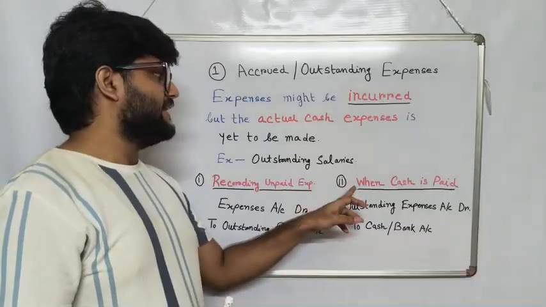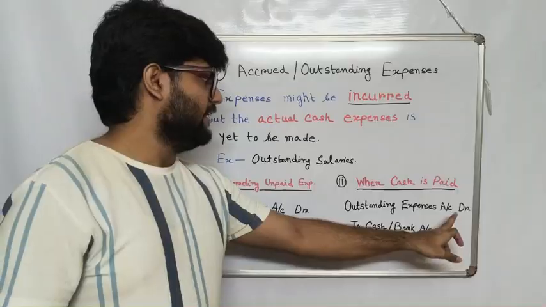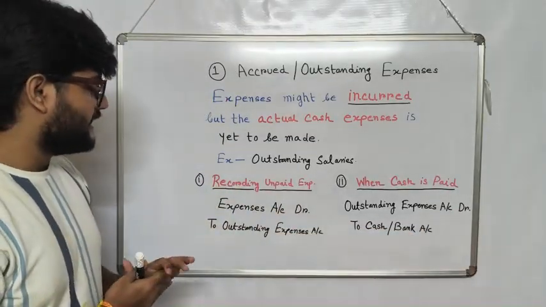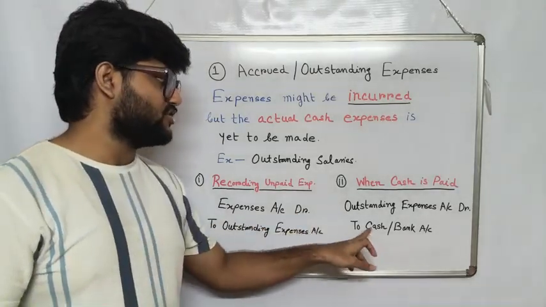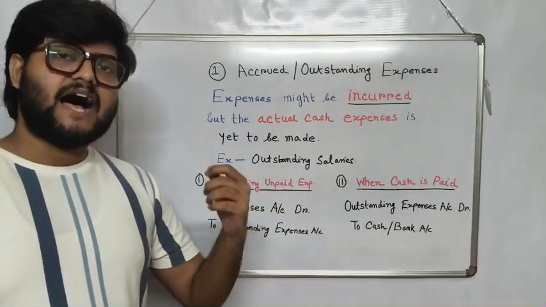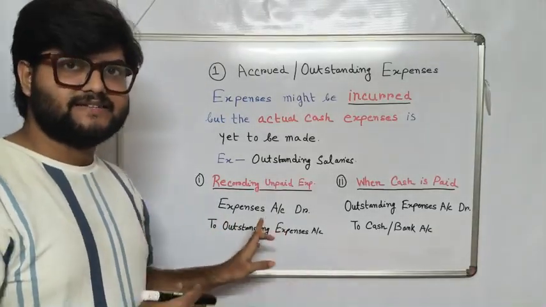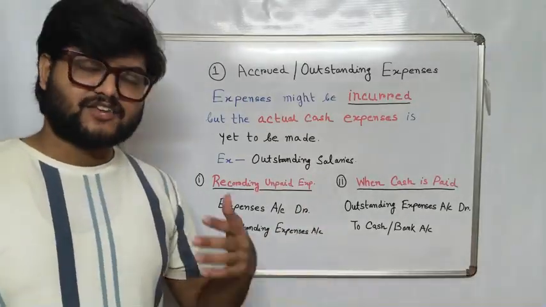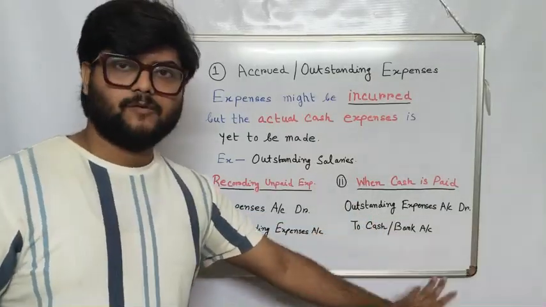Second entry is when the cash is actually paid by us: outstanding expenses account debit to cash or bank account. Now if we see, the original journal entry would have been expenses account debit to cash or bank. Now that we are not paying them as of the last date of our accounting period, outstanding expenses account is here. Also, to eliminate that account when the cash is actually being paid, we are debiting it here through the cash or bank account.